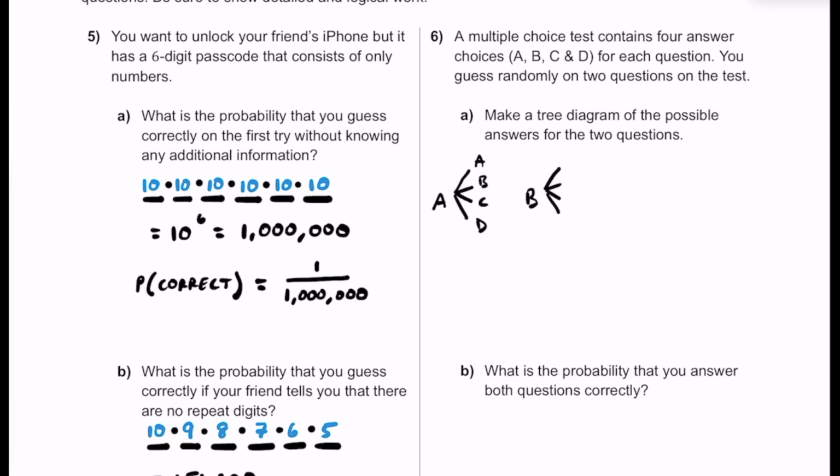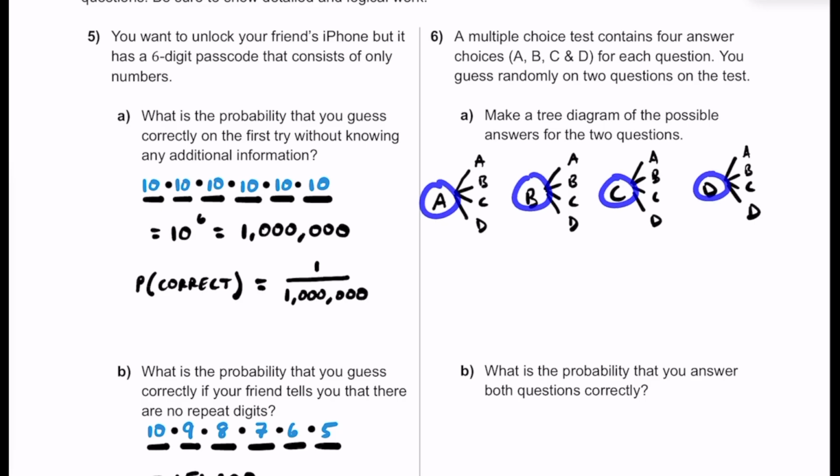So what if you randomly guessed B on the first question? Well, you still could choose A, B, C, or D for the second question. If you chose C as your guess for the first question, you could still choose A, B, C, or D for the second question. And then if you chose D for the first question, you could still choose A, B, C, or D. So again, you could have made one big tree, but I kind of just made 4 smaller trees here. These being your choice for the first question, and then these being the choices that you had for the second question.